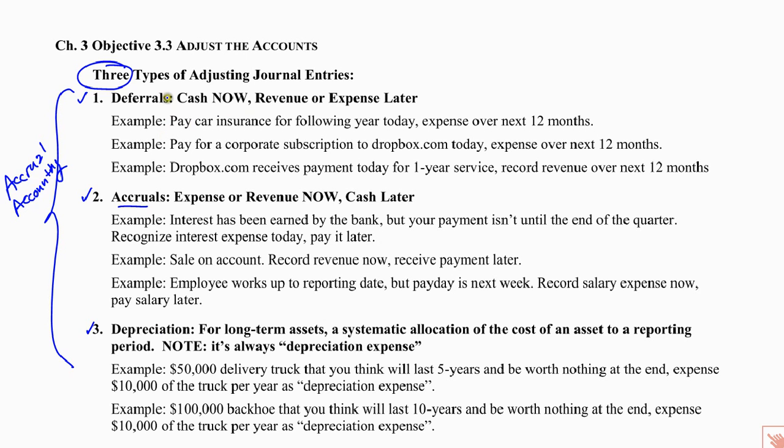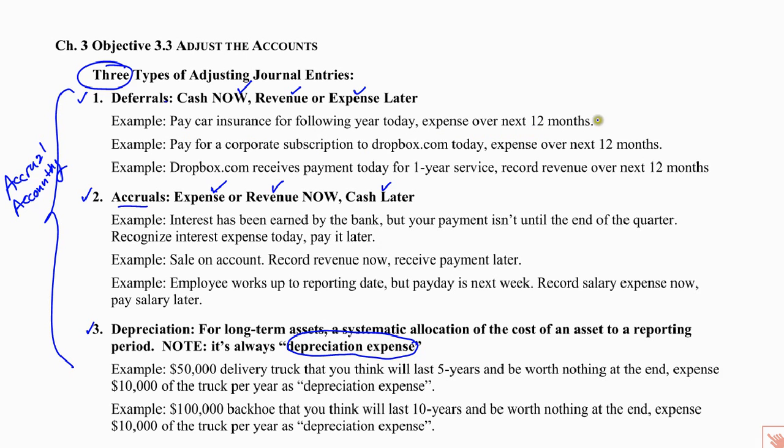All right, so deferrals, we get the cash now, but we don't record the revenue or expense till later. Okay, so what are we deferring? Defer means defer the revenue or expense. To accrue something is to recognize it now. So we recognize the expense or revenue now, but the cash comes later. And depreciation, this is for long-term assets, and it's going to be a systematic allocation of the cost of that asset to a reporting period. And this third one is going to be a little easier, because depreciation expense is going to be the only type of expense under depreciation.